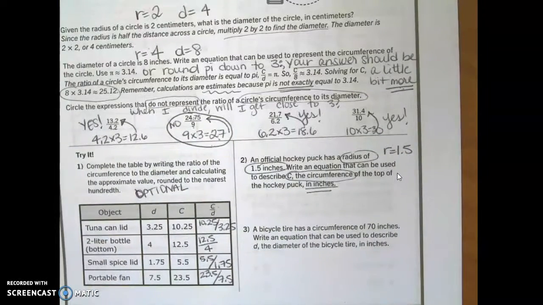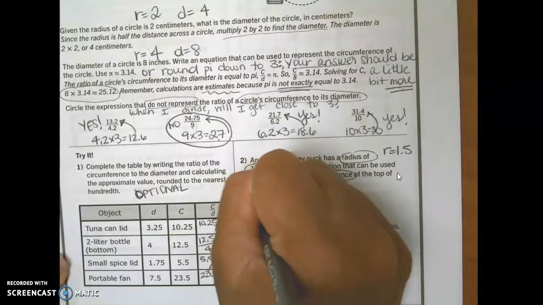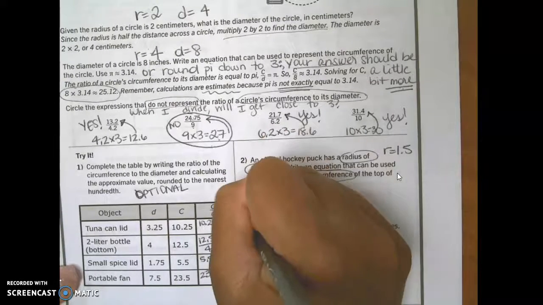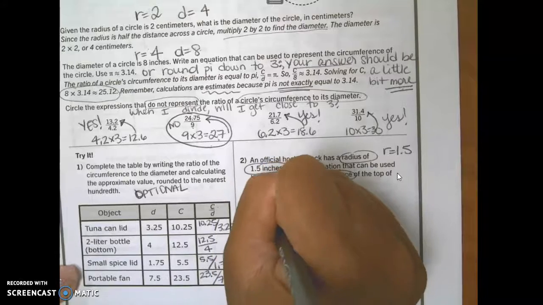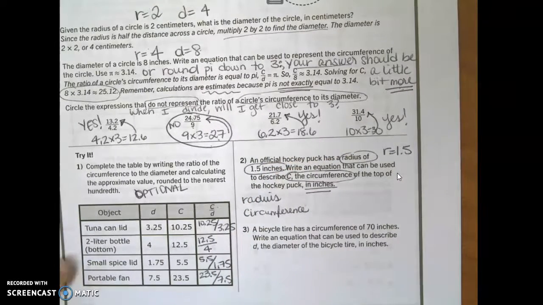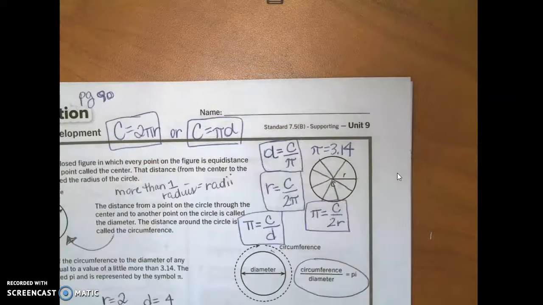The radius and what? Circumference. They didn't give me a diameter. I can find it, but I want to use what they gave me. Radius and circumference. Look up here. Which one has a ratio involving a radius and a circumference?